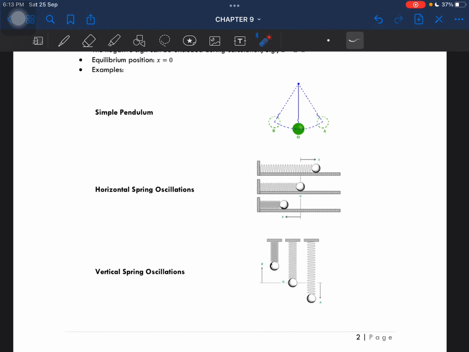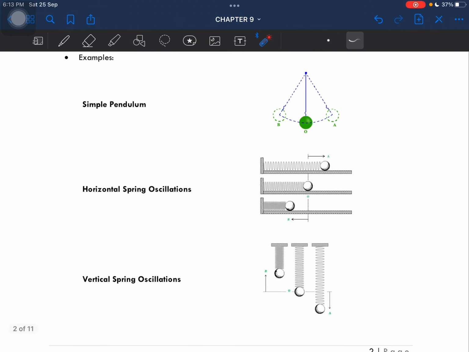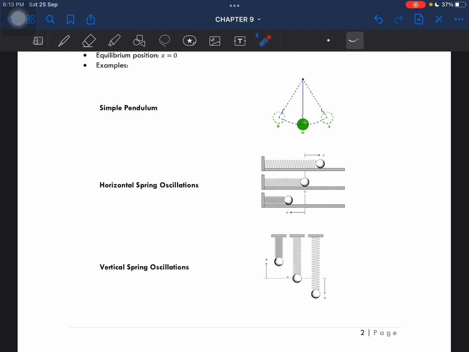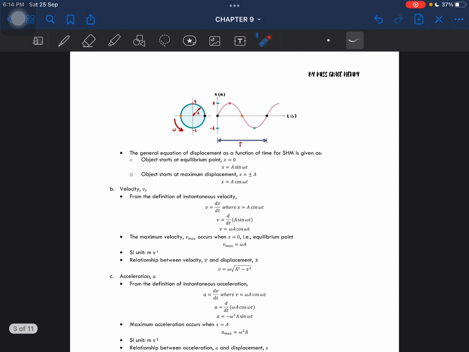So these are the examples. The equilibrium point is when it does not move. At this point this is the equilibrium point, this is the equilibrium point, and this one is the equilibrium point. So we will only be focusing on these three situations. Okay, so this is displacement.